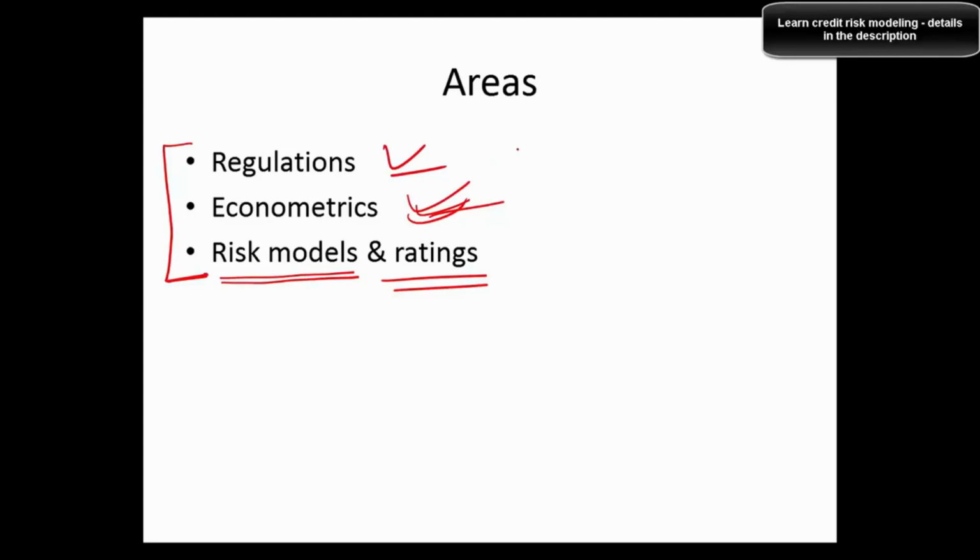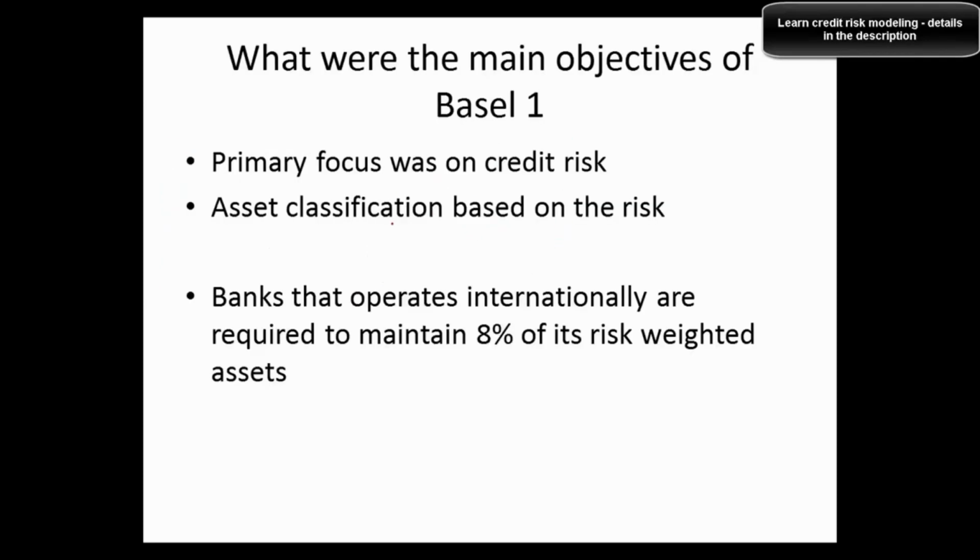Questions are mostly going to be from these three areas. One question that is often asked is, what were the main objectives of Basel 1? They are no more in use, but you need to know what the guidelines in Basel 1 were. The primary focus was on credit risk. Now we deal with other kinds of risk, but in Basel 1, the primary focus was on credit risk.